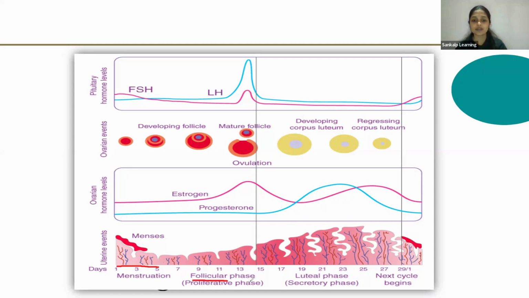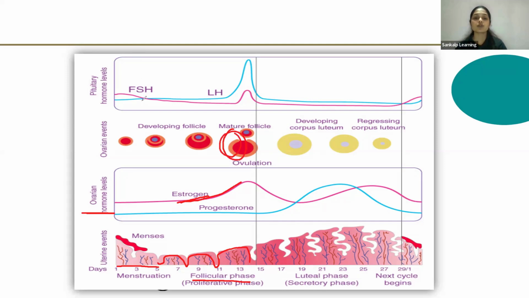During the follicular phase, the uterine endometrium layer forms again. Just imagine, the endometrium layer regenerates, and the estrogen hormone level also increases. See here, the level of estrogen, that is the ovarian hormone, also increases. And inside the ovary, the primary follicles develop into the mature Graafian follicle.